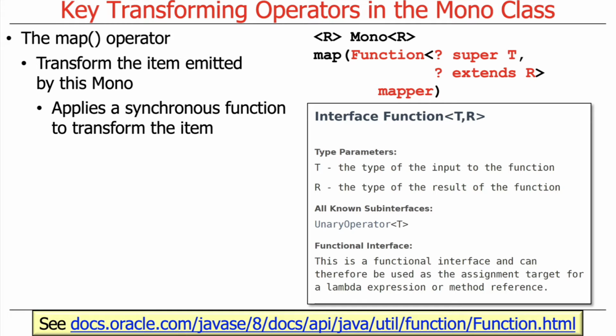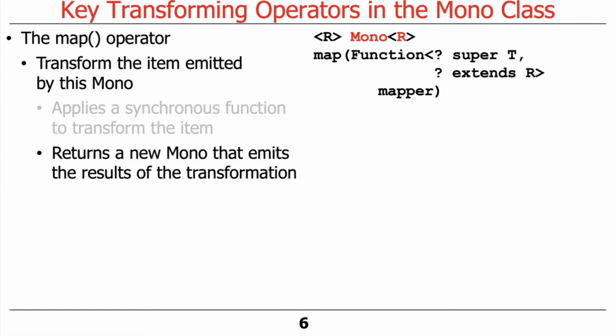And what it'll do is it takes a function, which is literally a functional interface, and it'll apply that function to the item that comes into this mono, and it transforms it such that it comes in as one type, and it could leave as a different value of the same type. It could leave as a different value of a different type, and so on and so forth. It could come back as the same value of a different type. There's lots of different variations you can do. It all depends on the types that you use for the mapper. It returns a new mono that emits the results of the transformation.